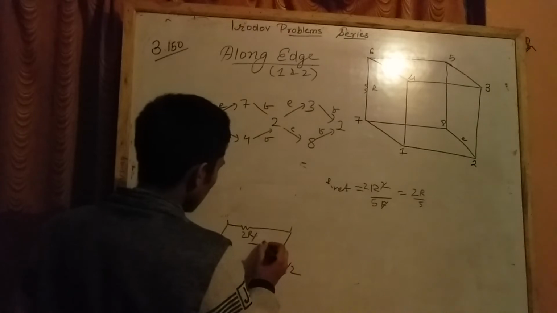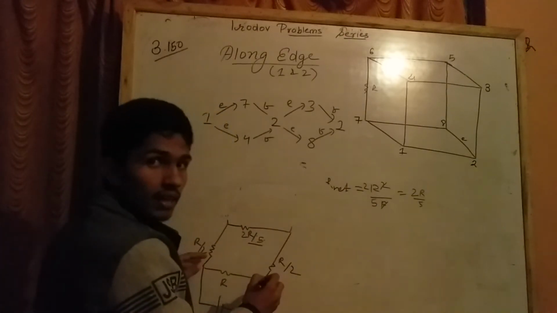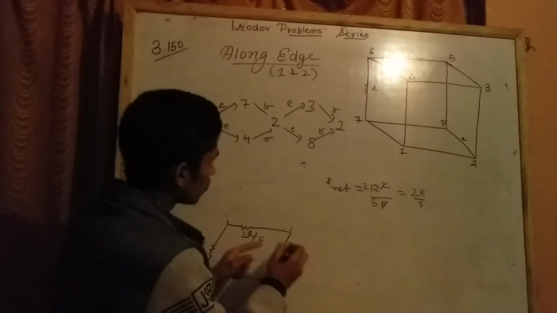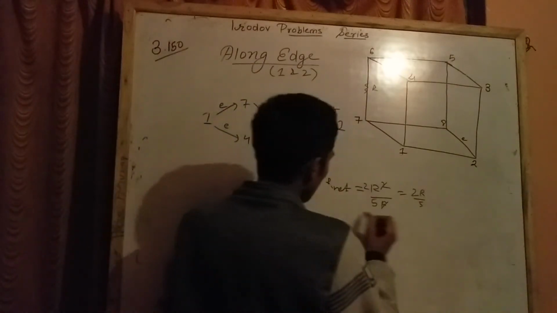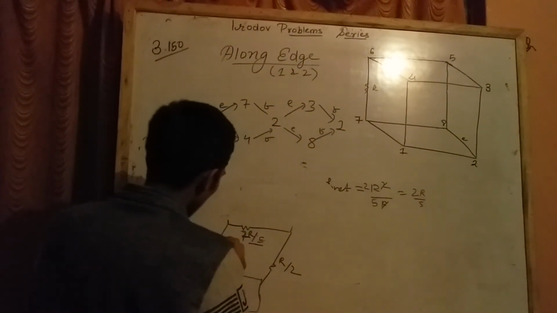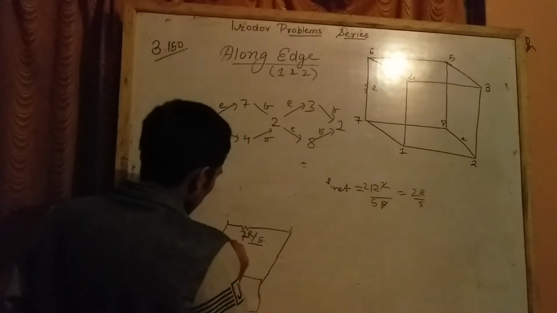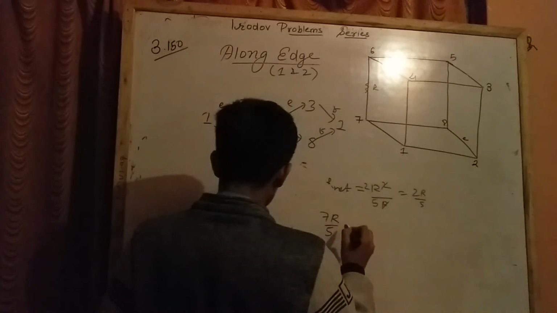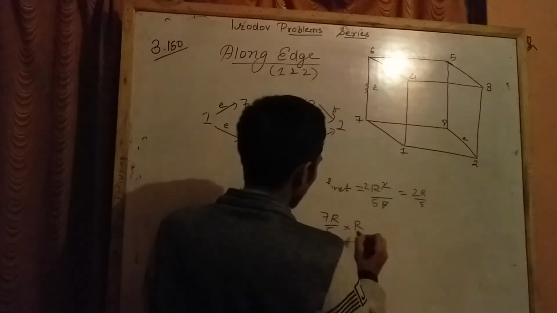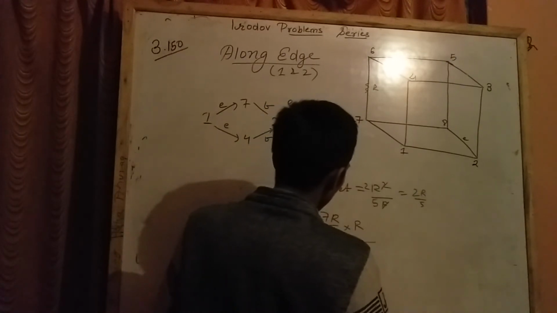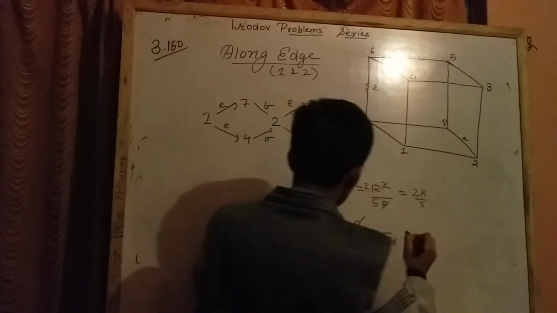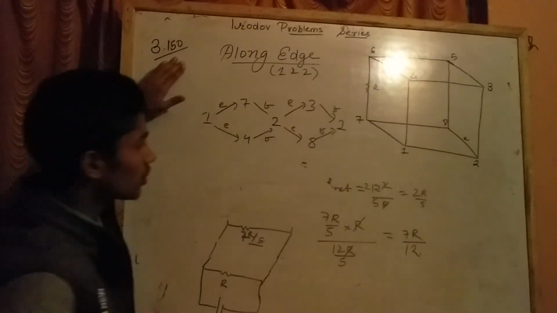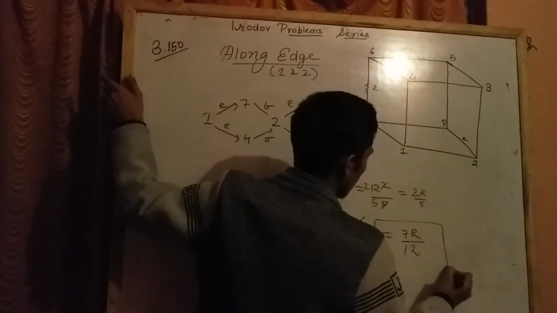And again these are in series, and this is in parallel. So R by 2 plus R plus 2R by 5 will be 7R by 5. Now I don't need to draw these 2. Finally we have to add this: 7R by 5 into R divided by 7R by 5 plus R, which is 12R by 5, so it will be 7R divided by 12. So along the edge, the net resistance is 7R by 12.